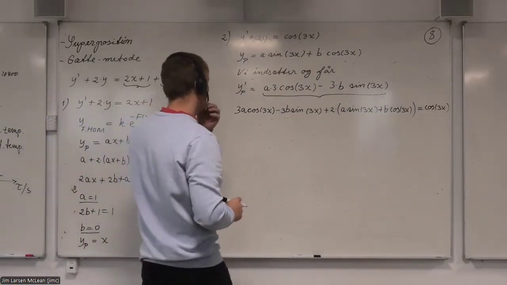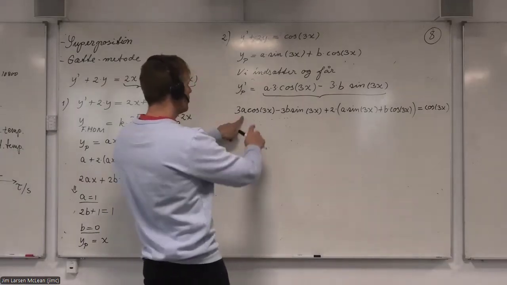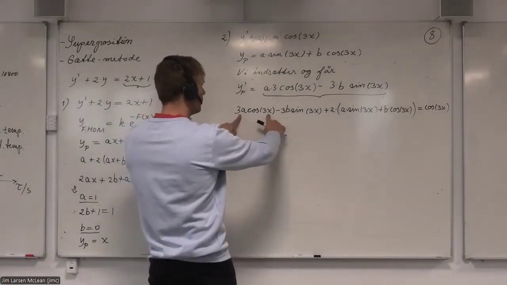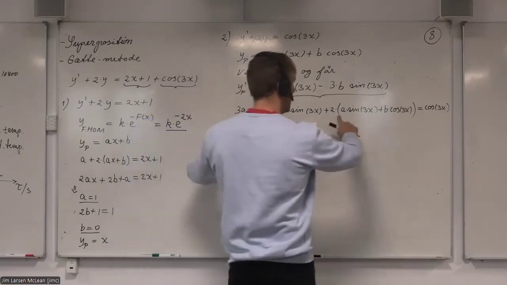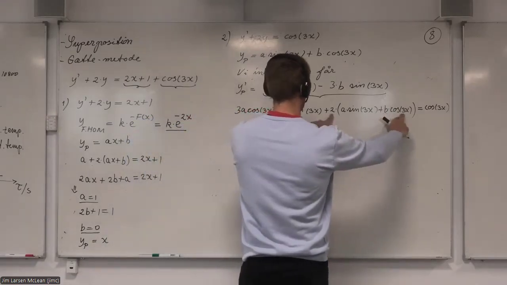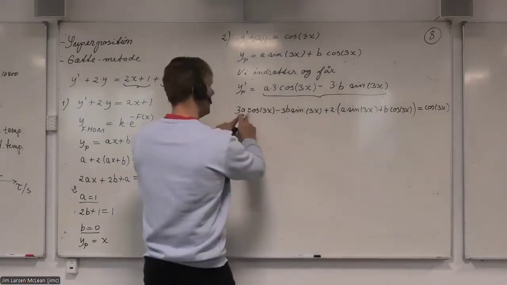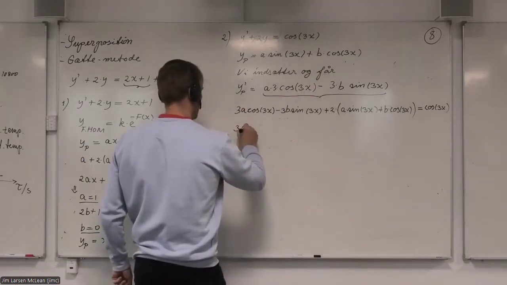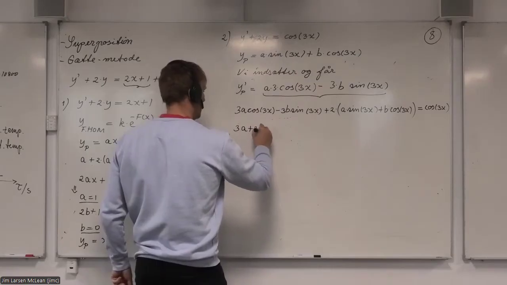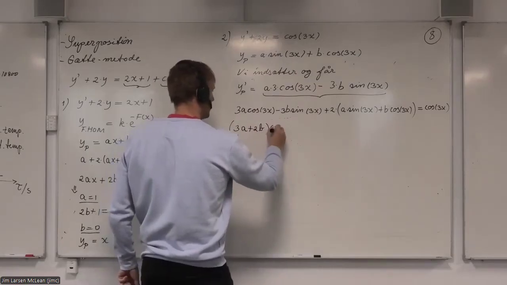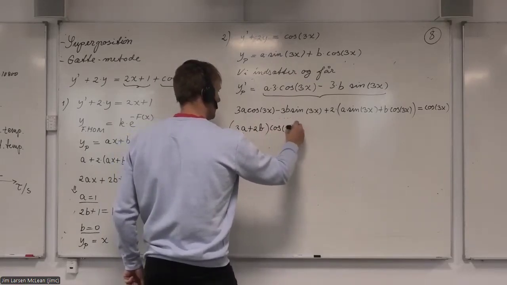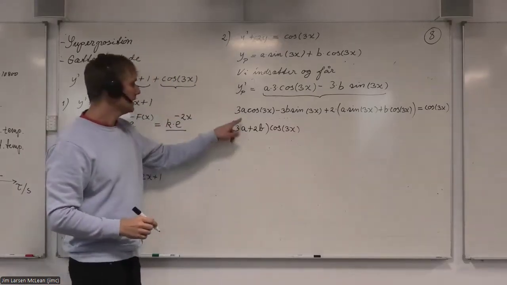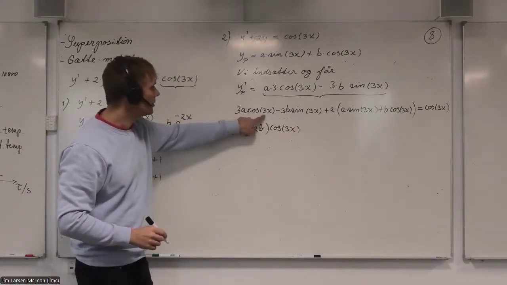So what do we have? What about cosine? With cosine, we have 3a cosine of 3x, and then we have 2b cosine of 3x. That means in total, I must have 3a plus 2b. That's how many times I have cosine of 3x. Did you get that?